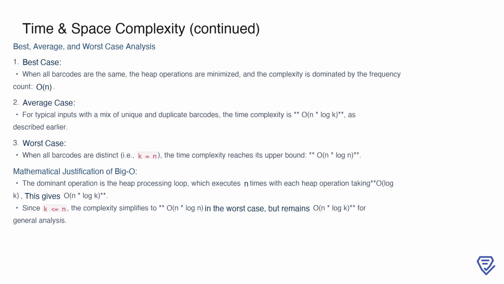In the worst case, where all barcodes are distinct and k equals n, the heap size grows to its maximum, resulting in a time complexity of O(n log n). To summarize, the dominant operation is the heap processing loop, which runs n times with each heap operation taking O(log k). This solidifies the overall complexity as O(n log k) for general cases and O(n log n) in the worst case, demonstrating that the solution is efficient across all input scenarios.